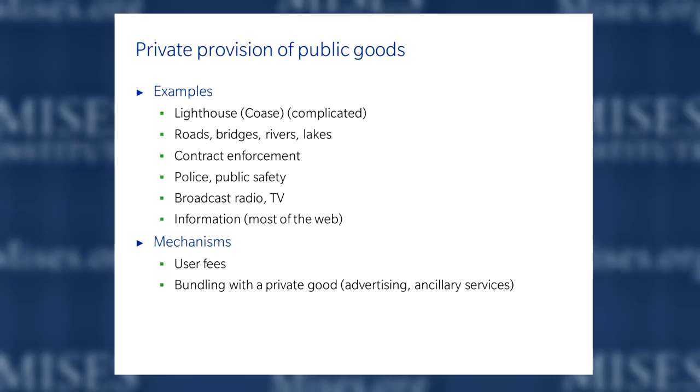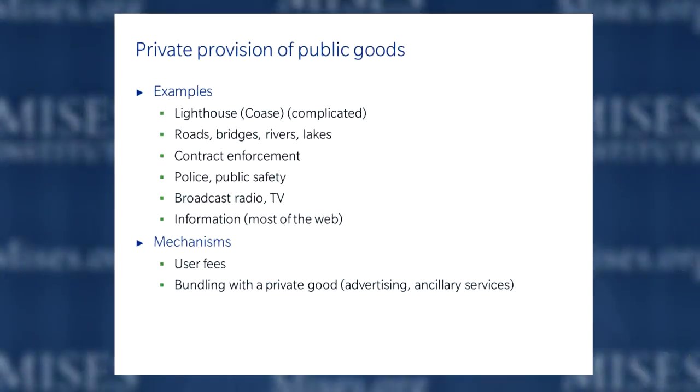Actually, there are several papers on the lighthouse. It was an example that was used by Coase. Coase showed that, in fact, most British lighthouses were not provided by the state. They were provided by private entrepreneurs. Though the story is a little bit complicated, Coase showed that the way the lighthouse owners made money is they collected fees from the owners of loading docks. The ships didn't pay the lighthouse owner, but the ships had to pay a docking fee, and then the owners of the docks kicked back a fee to the lighthouse.